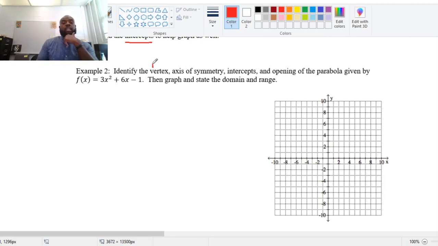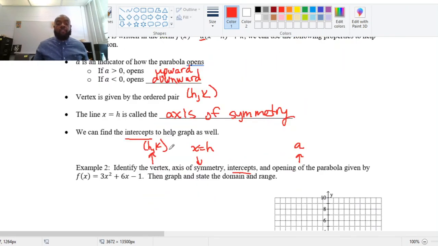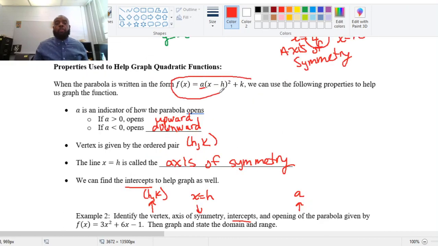Well, we know that our vertex is given by the formula (h, k). Our axis of symmetry is given by the line x equals h. We know how to find intercepts. To find your x-intercept, you substitute 0 in for y and solve for x, and you do the opposite to find your y-intercept, and we know how to determine how our parabola opens by looking at that value a. Now, remember, our parabola, when it's given in this form where our vertex is (h, k) and our axis of symmetry is x equals h, is written in this form right here.